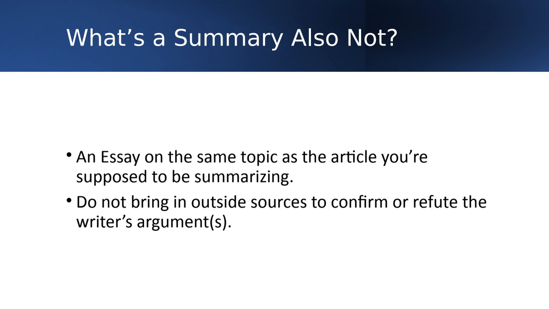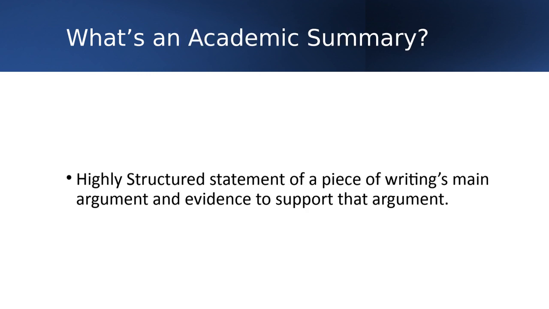It's also, though, not an essay on the same topic as the article you're supposed to be summarizing. So you're not bringing in outside sources to confirm or refute the writer's arguments. You are just summarizing their arguments. So basically, an academic summary is a highly structured statement of a piece of writing's main argument and the evidence they use to support that argument.